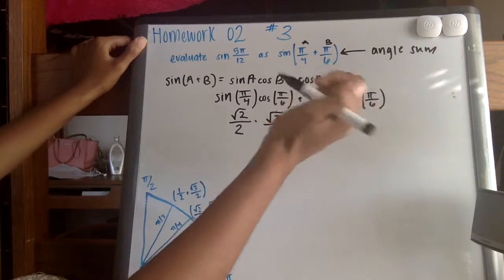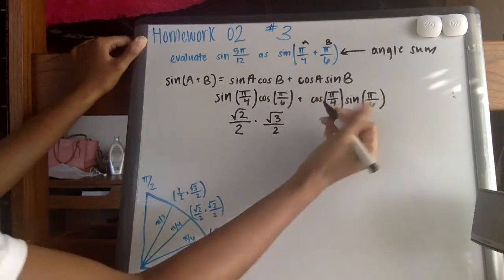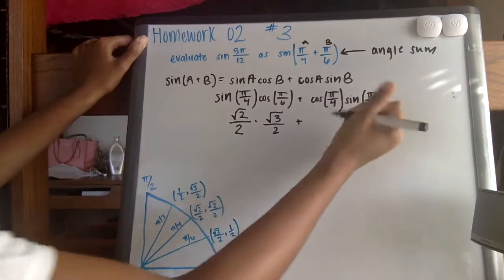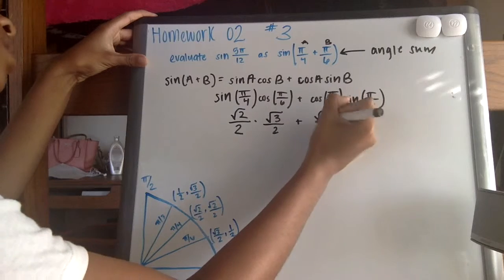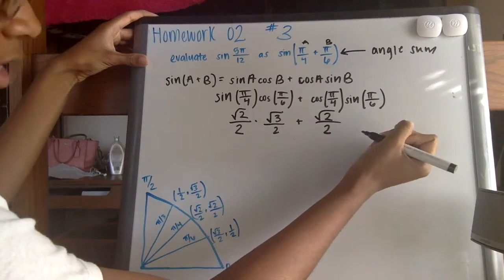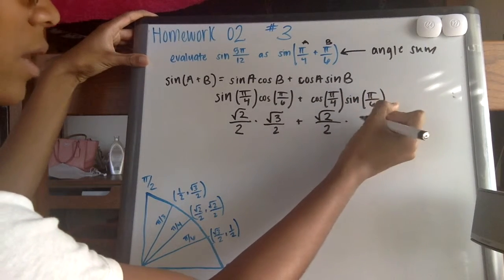And we're going to add that. Sorry if it looks like a multiplication sign. We're going to add that to our cosine of pi over 4, which is the same thing, root 2 over 2, and sine pi over 6, which is the y value, which is 1/2.